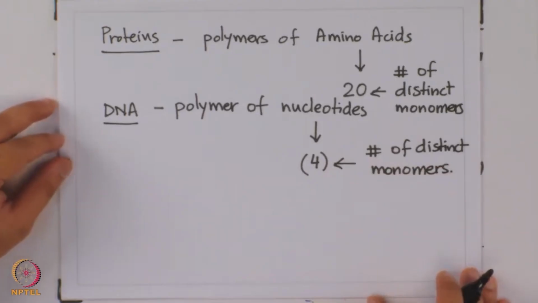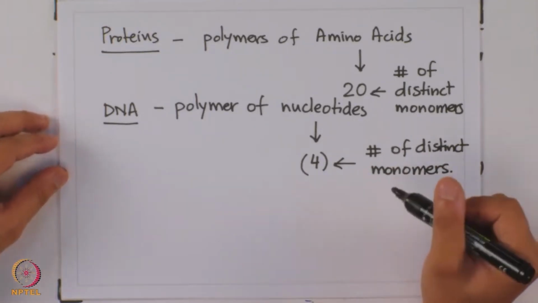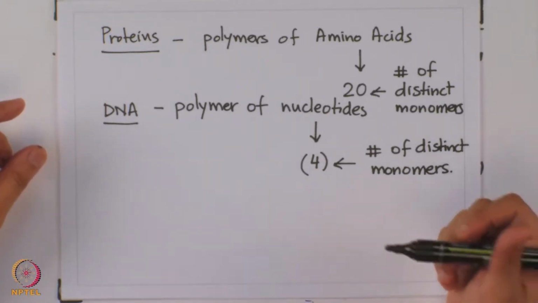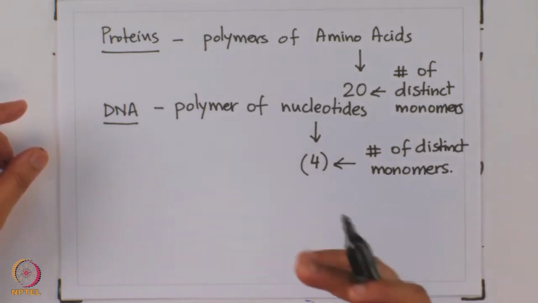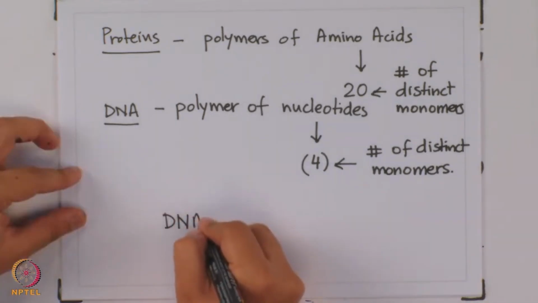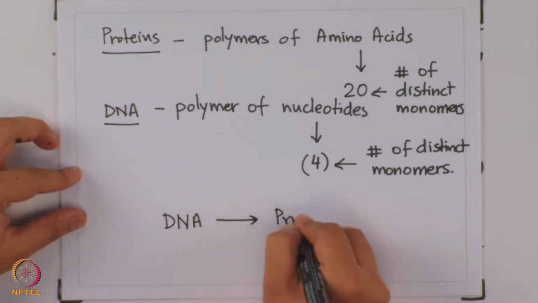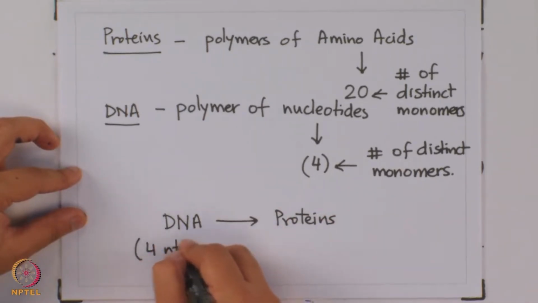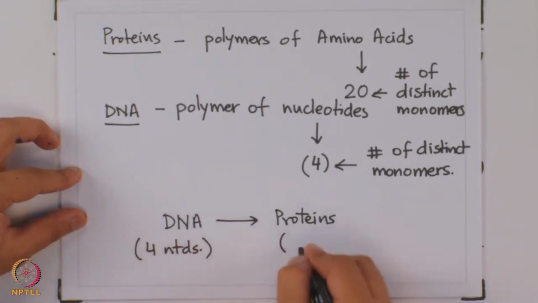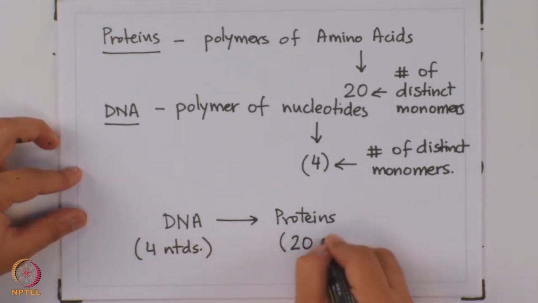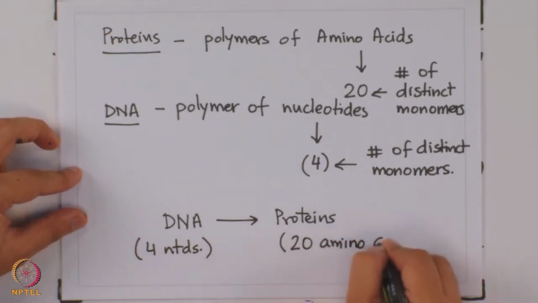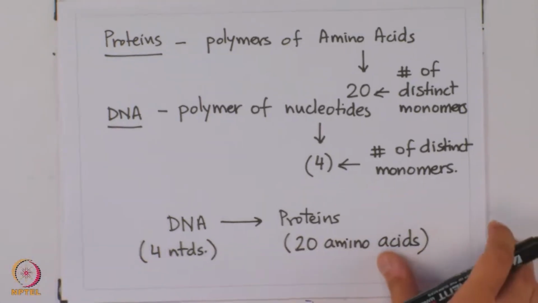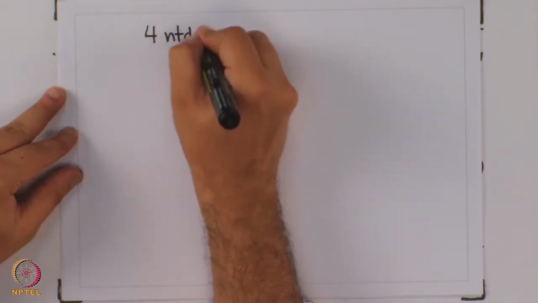And for a large time, this was a puzzle as to how does information which is stored in a polymer with 4 monomers get eventually translated into a polymer which is comprised of 20 monomers. So, we have information going, DNA encodes the information for what proteins are going to be made inside an organism's cell, and this is a polymer of 4 nucleotides, and this is a polymer of 20 amino acids. So, how does this happen? This was a big puzzle for a very long time. Let's look at this in some detail.